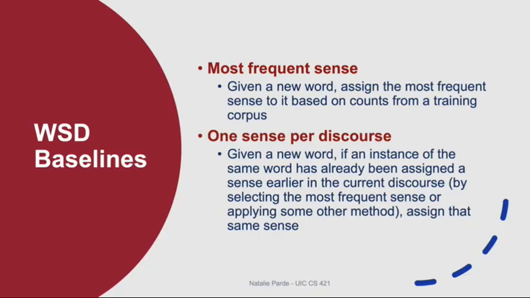There are a few surprisingly strong baselines for word sense disambiguation. One is simply to choose the most frequent sense for each new word, based on counts from some labeled corpus. Another is to assign the same sense to a given word every time it appears in a given text sample, based on the premise that people usually retain the same sense for a word throughout a single discourse.